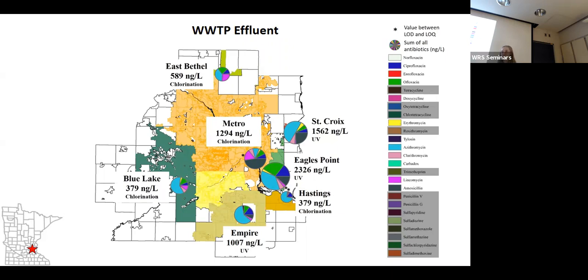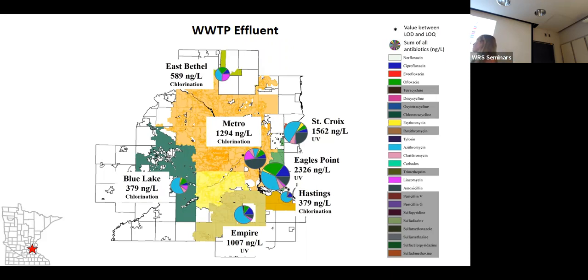Does that make sense? Are there any questions on that? Okay. With this one also, these different colors represent the different sewer sheds that go to the wastewater treatment plants. But yeah, that's the general gist of these maps that are going to be coming up. So let me know if you have any questions on them.